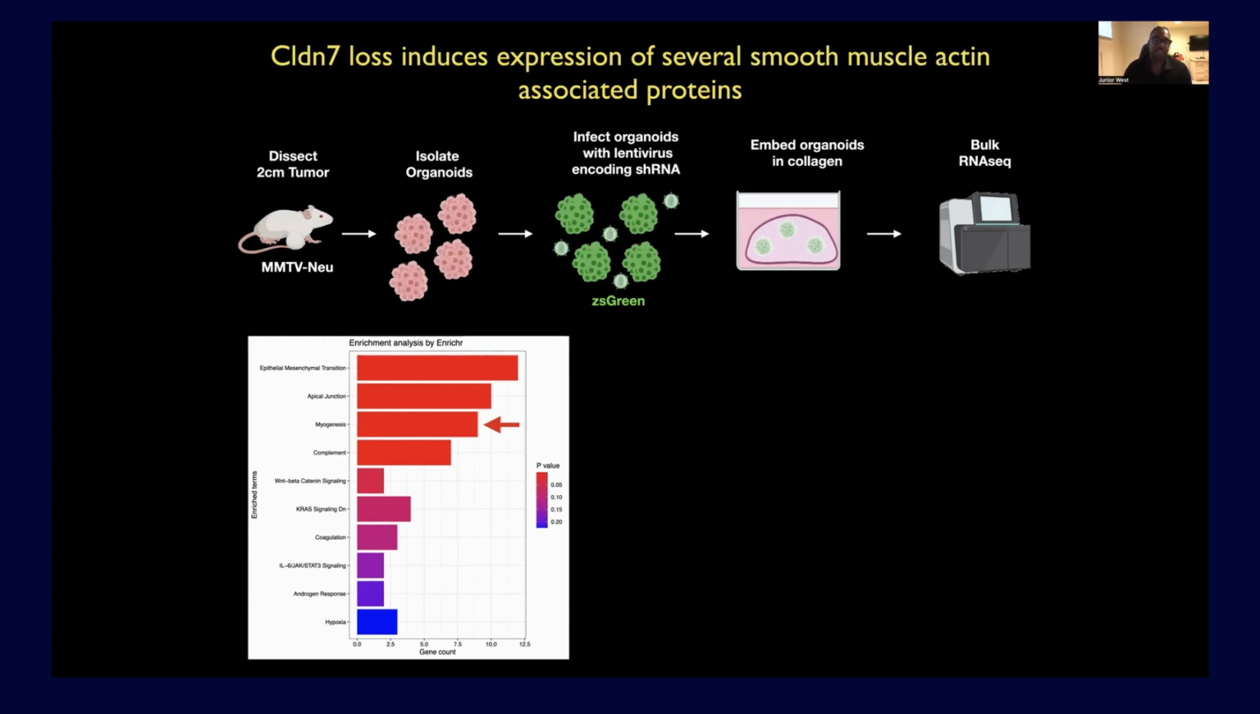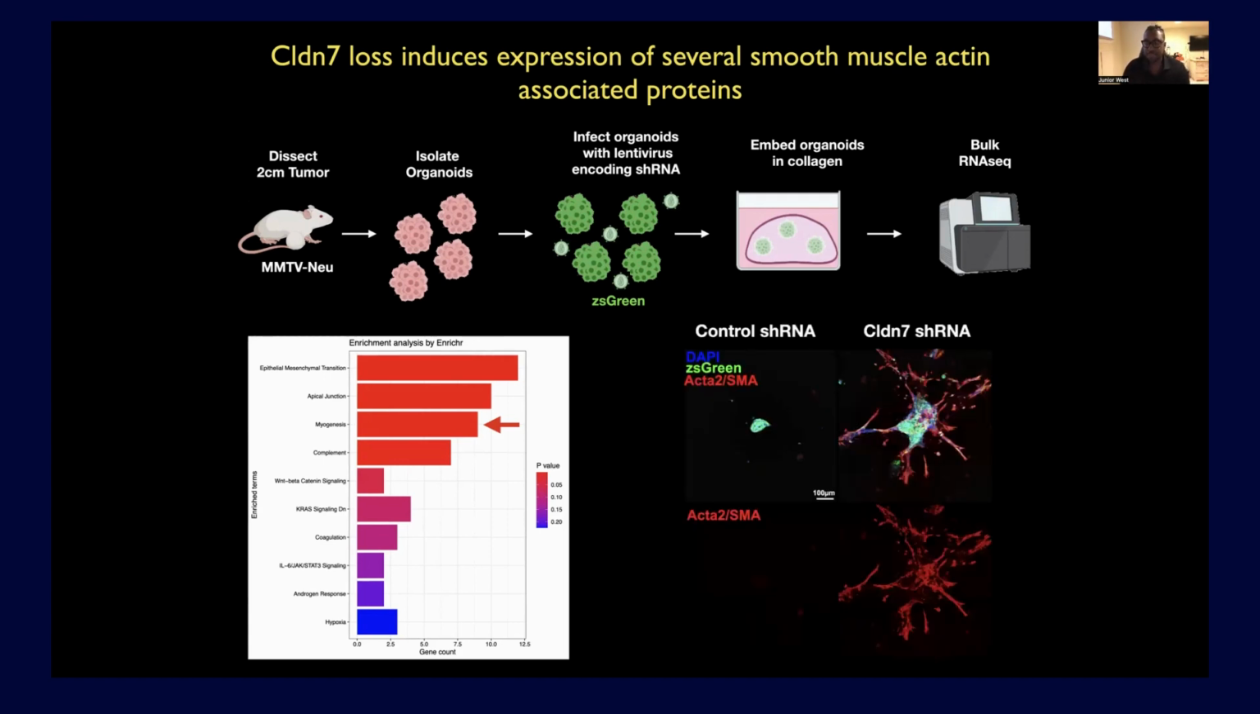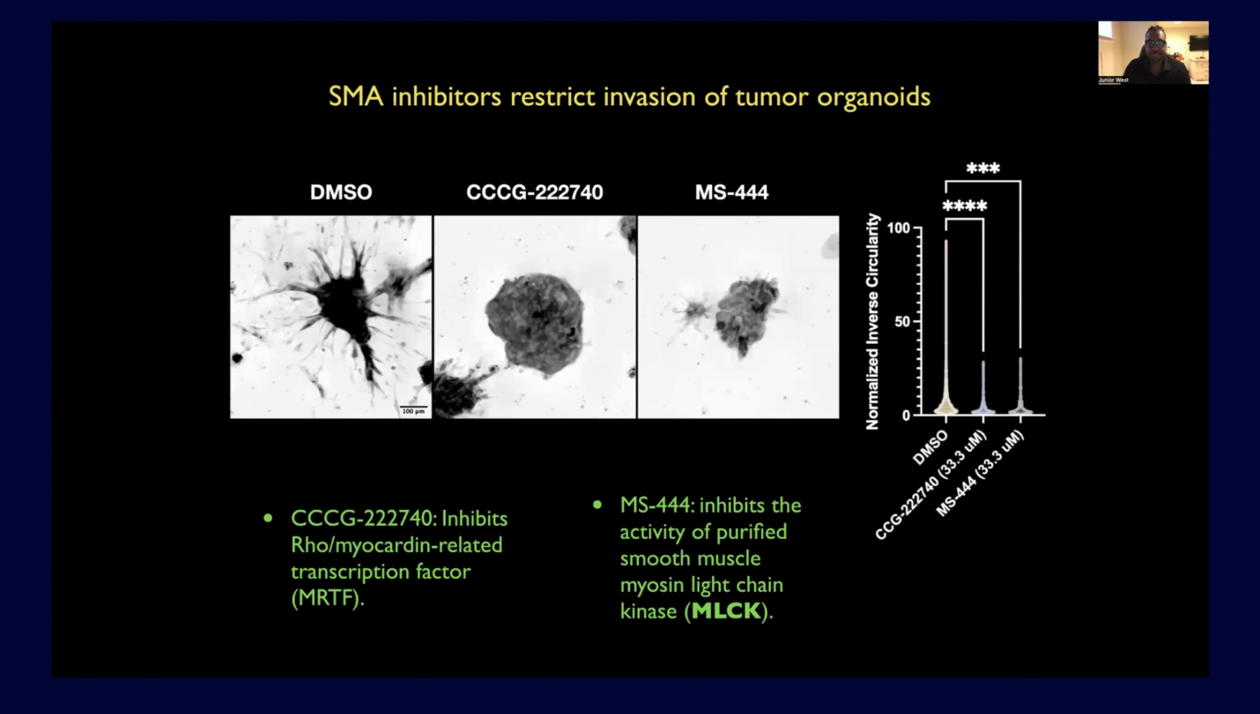And we specifically became interested in the myogenesis pathway, where we were able to observe an upregulation in a number of genes associated with smooth muscle actin contractility. Staining for control and claudin 7 knockdowns revealed that there was indeed an upregulation of smooth muscle actin proteins, and that this was associated with these invasive cells that are leaving our primary organoids in claudin 7 knockdown conditions.